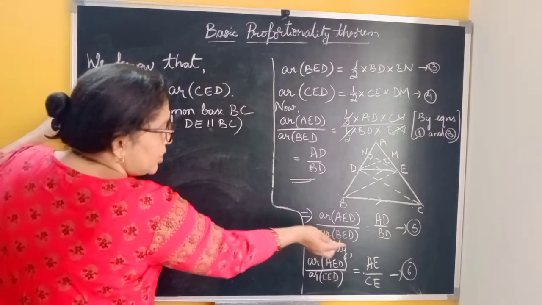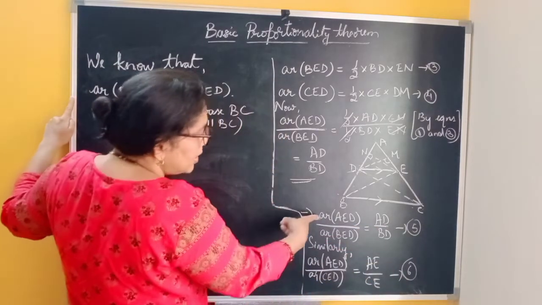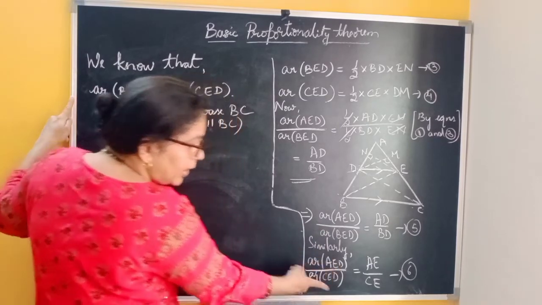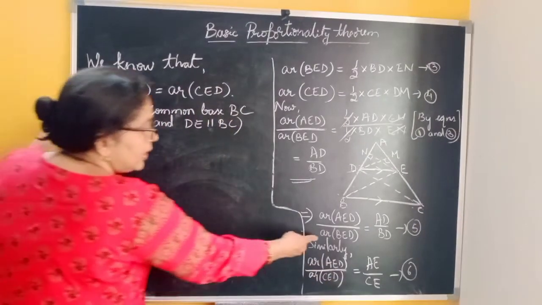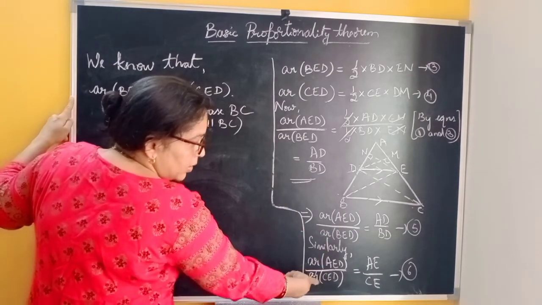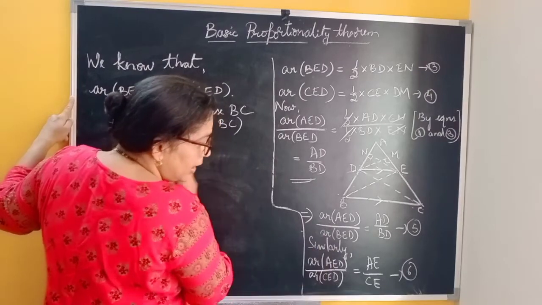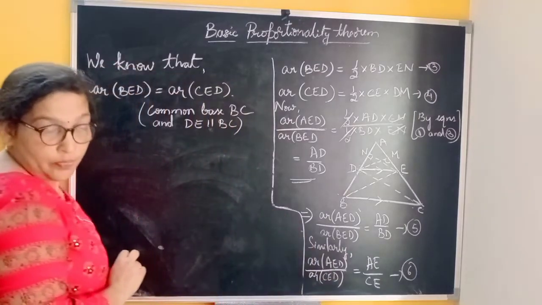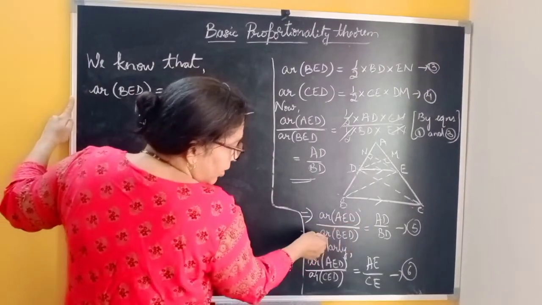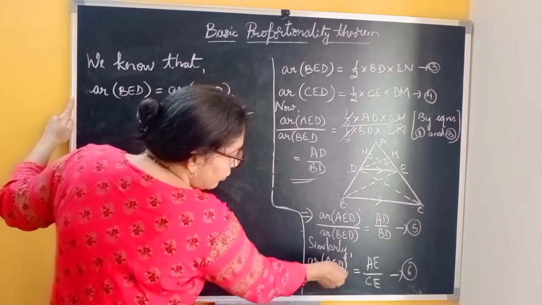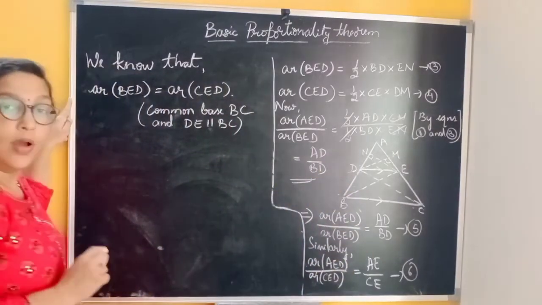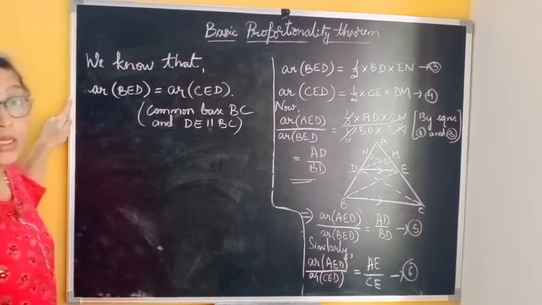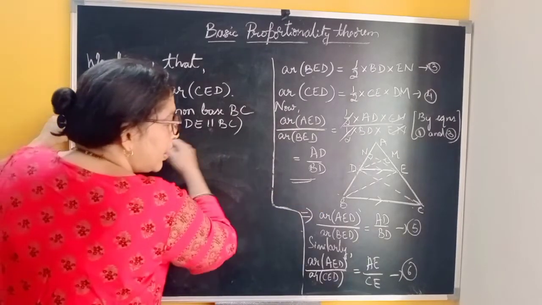Now observe equations 5 and 6. Here we have area of AED by area of BED. Here we have area of AED by area of CED. See the denominators, they are equal in their areas. So obviously the LHS of both the equations are equal. When the LHS are equal, what do you say about the RHS? They should be equal. So we can prove our statement now.